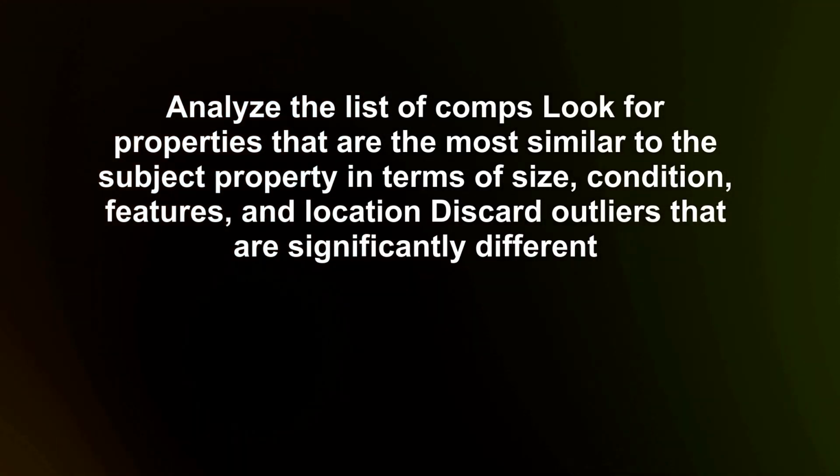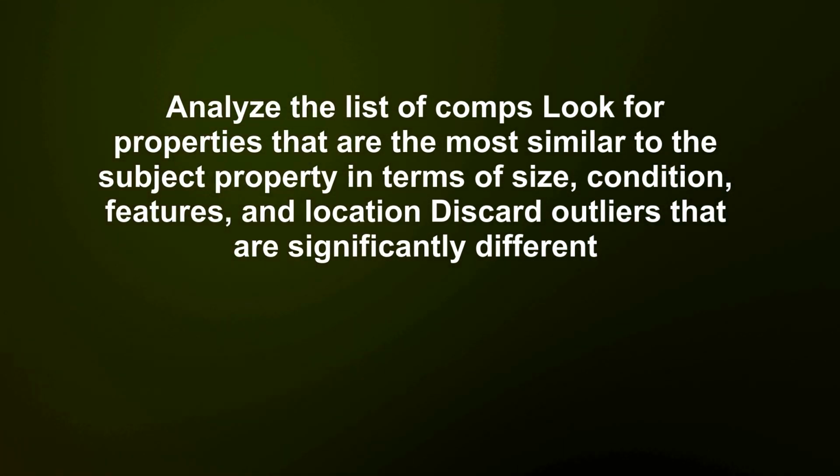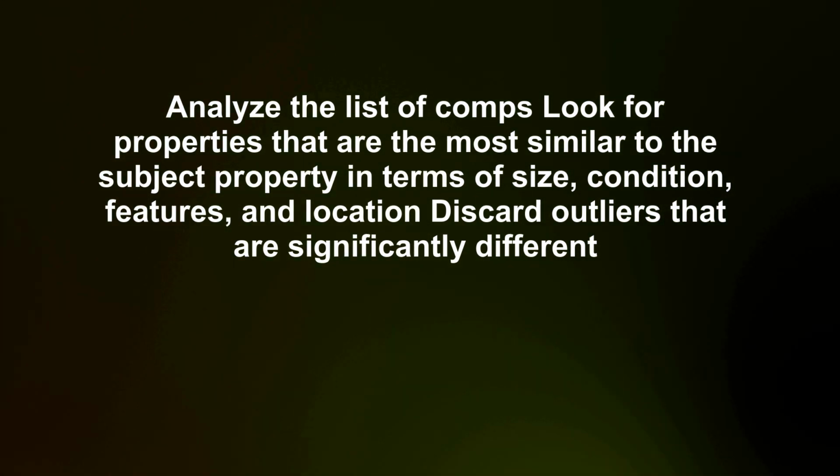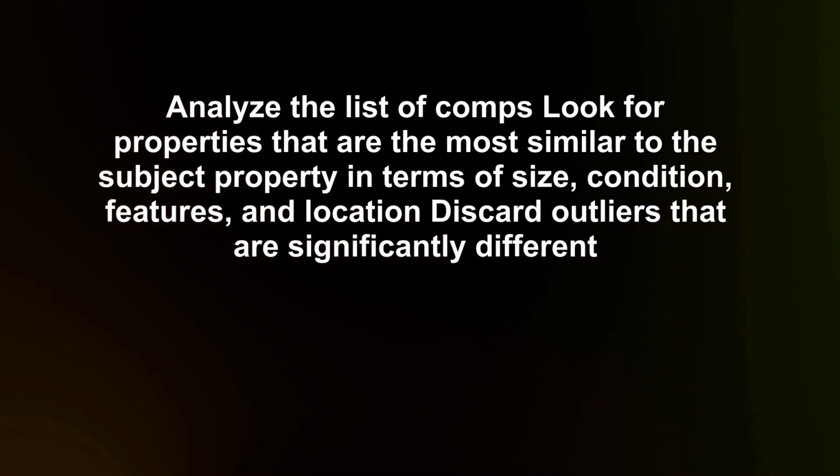Analyze the list of comps. Look for properties that are the most similar to the subject property in terms of size, condition, features, and location. Discard outliers that are significantly different.